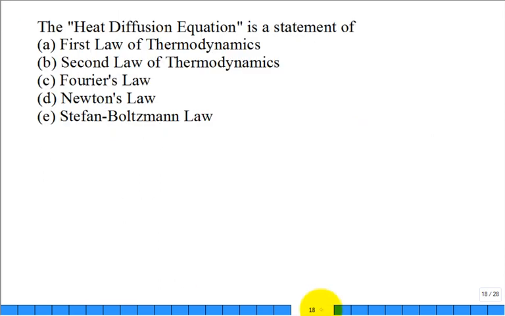So the heat diffusion equation, the equation we just showed, is a statement of, would you call it first law to be its closest example, or the second law, or Fourier's law, or Newton's law, or Stefan-Boltzmann law? There you go. It's really just a conservation of energy, but a particular type of energy. It's that heat energy or internal energy. Not all forms of energy.